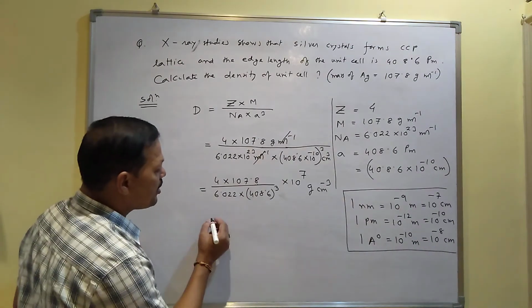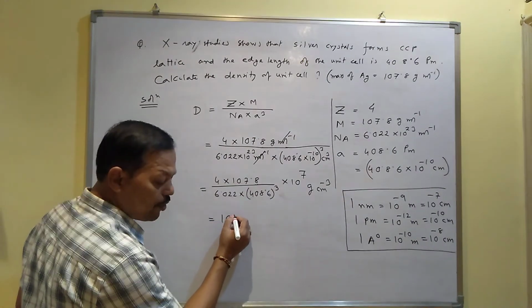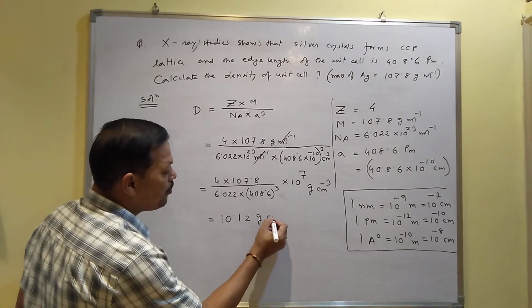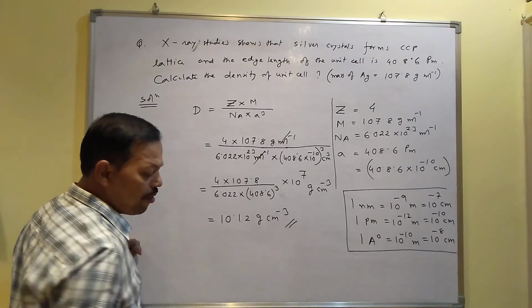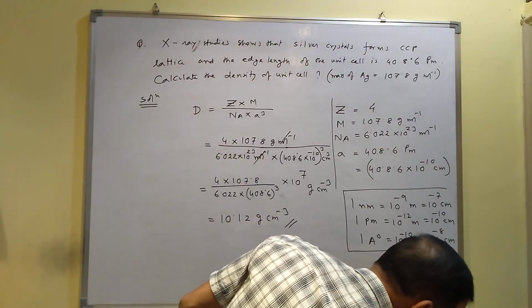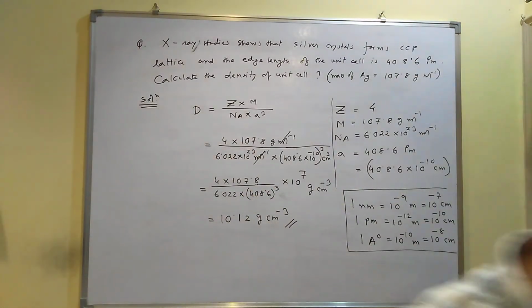After determining all these things, you will get the value like this, 10.12 gram per centimeter cube. So this is the density of the silver crystal, and you have to determine the density in this way by applying the formula.